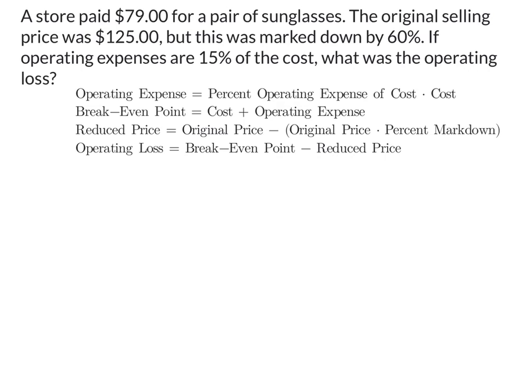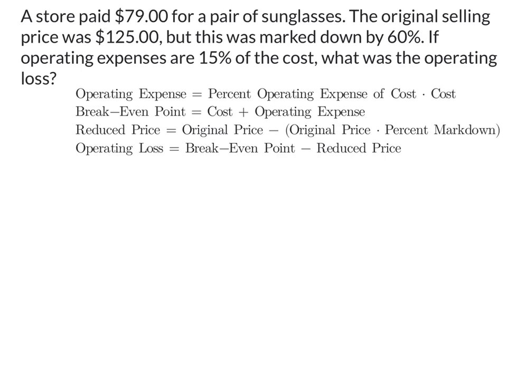A store paid $79 for a pair of sunglasses. The original selling price was $125, but this was marked down by 60%. If operating expenses are 15% of the cost, what was the operating loss? The operating loss occurs when the selling price is less than the break-even point. To find the operating loss, we'll use these four formulas in this order.